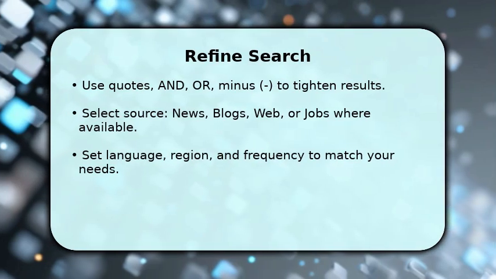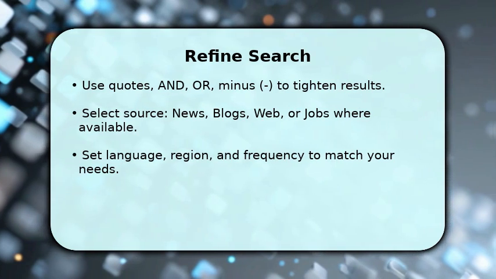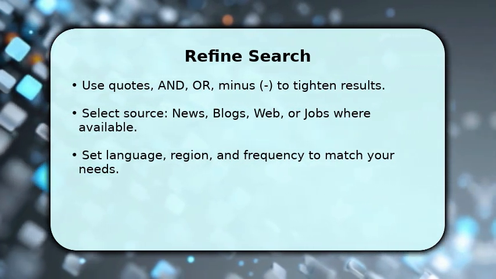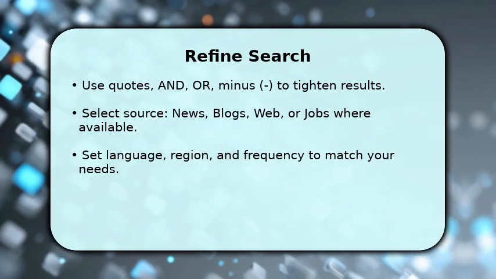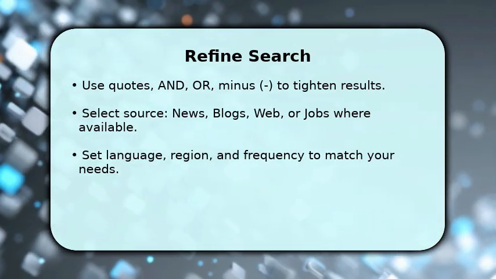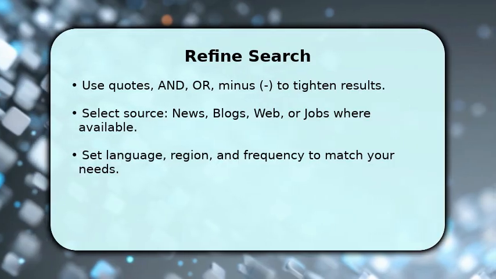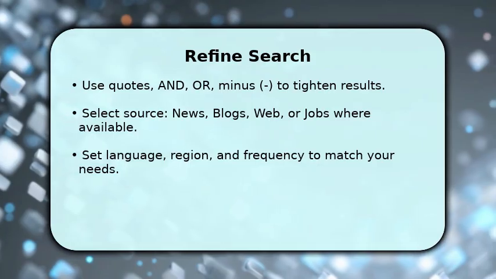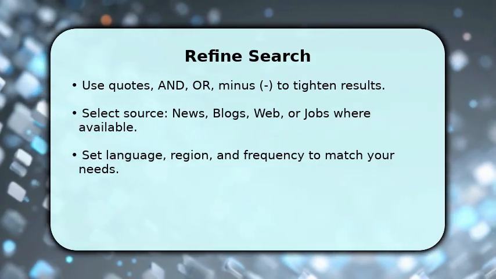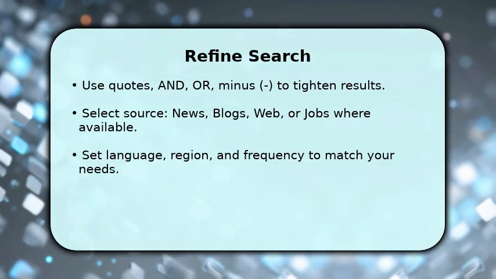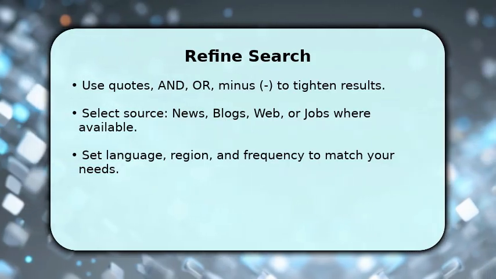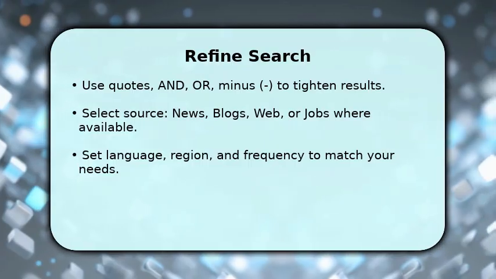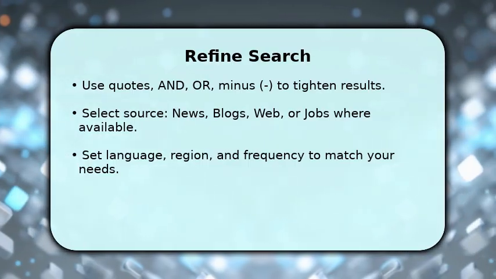You refine results by adding operators: quotes for exact titles, OR for alternatives, AND to combine skills, and a minus sign to exclude terms. Once refined, change the source to jobs or web depending on availability, because source choice filters noise. Then set language and region so you only receive relevant postings, and choose a frequency that balances urgency with volume. You do these middle steps to cut false positives and surface roles that truly match your criteria, saving you time applying.